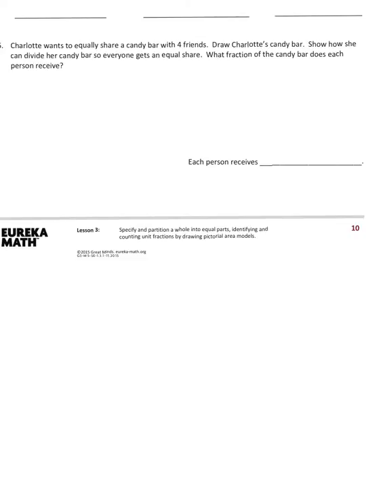Number 5 says, Charlotte wants to equally share a candy bar with 4 friends. Draw Charlotte's candy bar. Show how she can divide her candy bar so everybody gets an equal share. What fraction of the candy bar does each person receive?